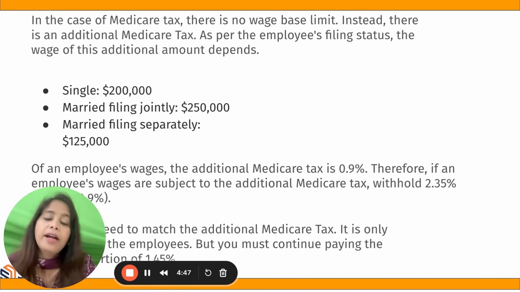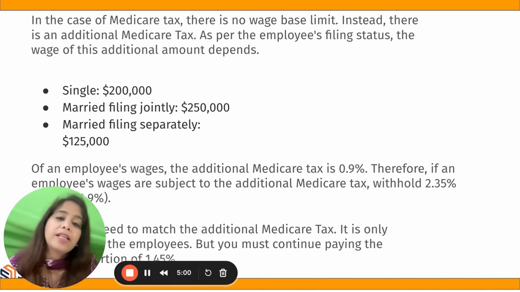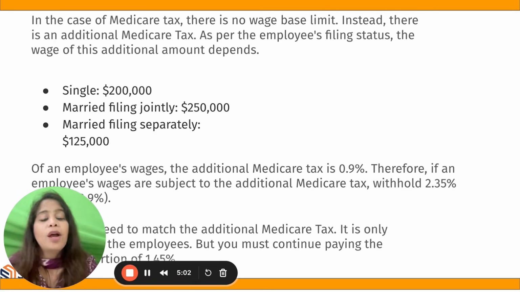Security. Regarding HI, it's 1.45%, but from the employee side, it could be 2.35% if the ceiling limit, what you are able to see on your screen, gets exceeded. So I hope FICA contributions are clear to us.